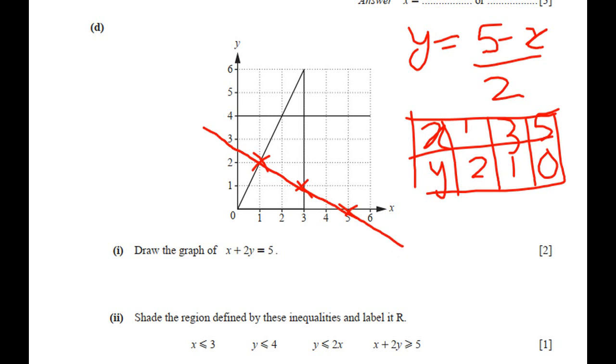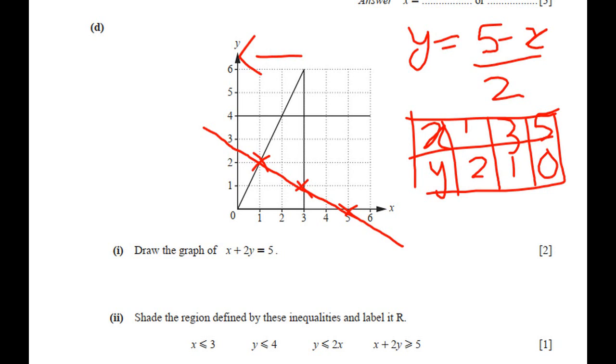So let's go to part 2. Shade the region defined by these inequalities and label it R. The first region is x is less than or equal to 3. Now let's first locate the line x is equals to 3, which is this line. Shade the region where x is less than 3. That means this region needs to be shaded. So keep in mind that we have to shade the region to the left of this line.